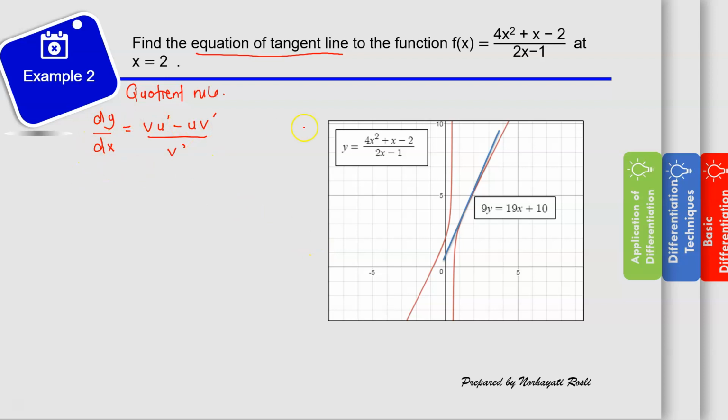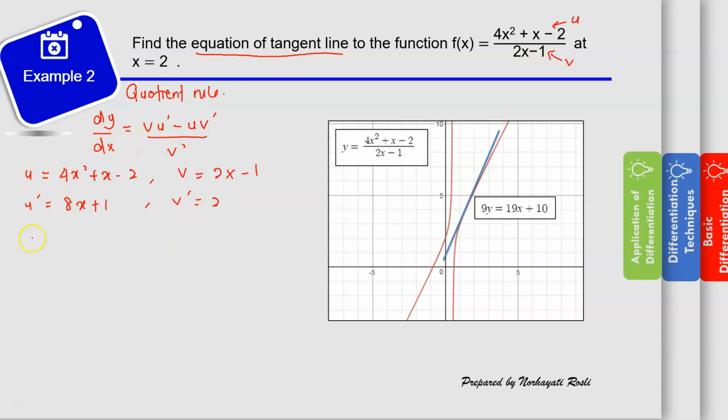So before we differentiate this function, we need to identify first which one is v and which one is u. In this case, the numerator here is u, and the denominator is v. So here we have u equal to 4x squared plus x minus 2 and v equal to 2x minus 1. We need to find u prime and v prime, and then we can substitute in this dy/dx. Our u prime is given by 8x plus 1. It is simple to differentiate. And v prime equal to 2.